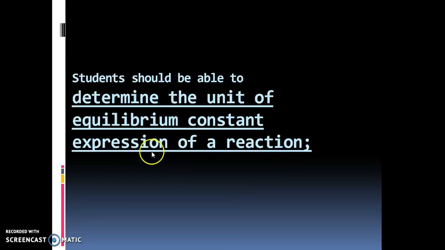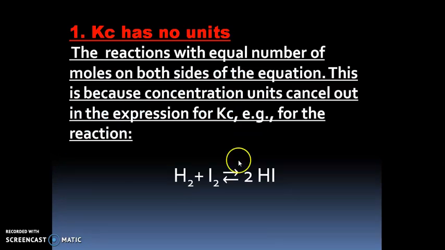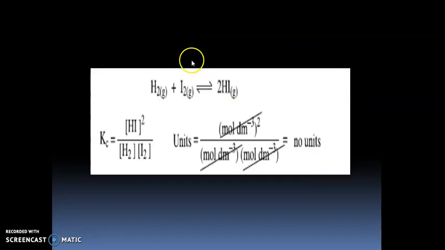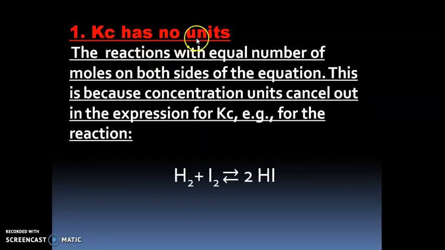How can we determine the unit of the equilibrium constant? So student, it is very easy. If you have learned to write the expression, then you can easily find out the unit. According to the chemists, there are two situations in which Kc has no unit, and another situation in which Kc has a unit. So let's first discuss when Kc has no unit.